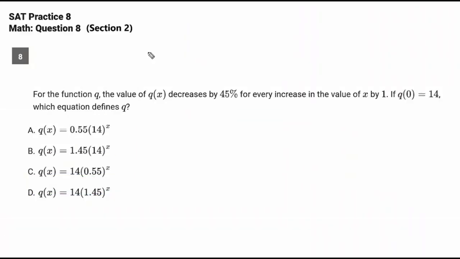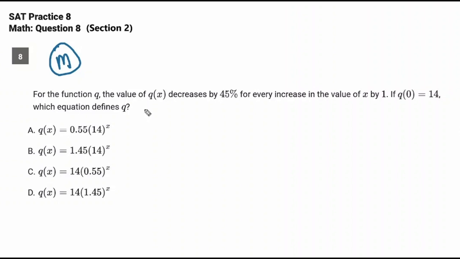We're on SAT Practice Test 8, Math Section 2. Welcome to Question 8. What's the level of difficulty here? It's medium. This is really the last medium question on this Section 2 of this SAT, so enjoy it. For the function q, the value of q of x decreases by 45% for every increase in the value of x by 1. If q of 0 equals 14, which equation defines q?